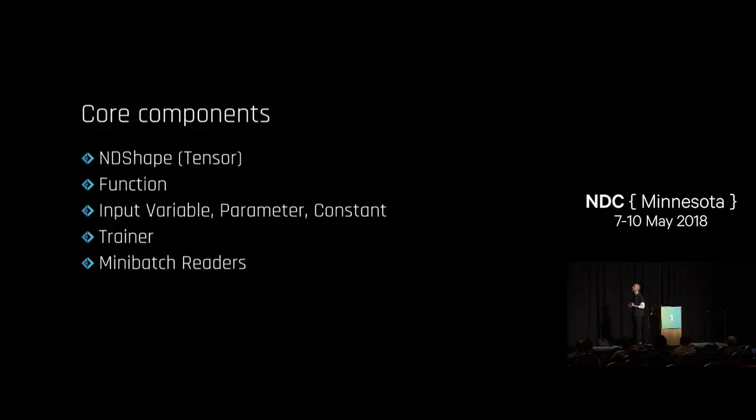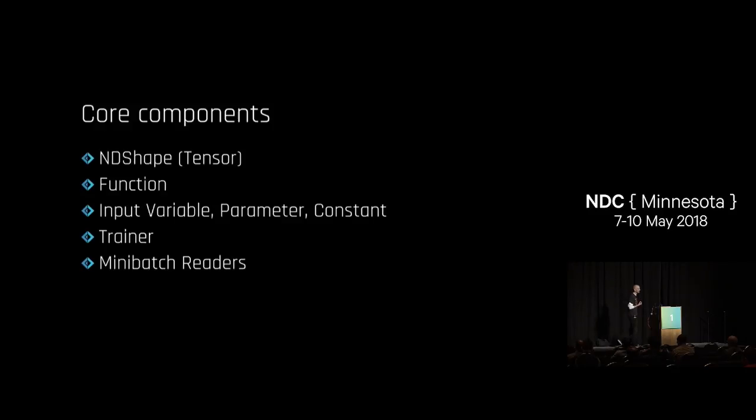In that frame, the core components you will see in the library are the following. The most basic component in the library is what's called an ND shape, or a tensor. I'm going to talk a bit more about what a tensor is in a second because it sounds intimidating. It's not that complicated. The second piece, which is at the core of the library, is the idea of a function. In the end, when you build a model which connects input to output, what you're going to get is a function.